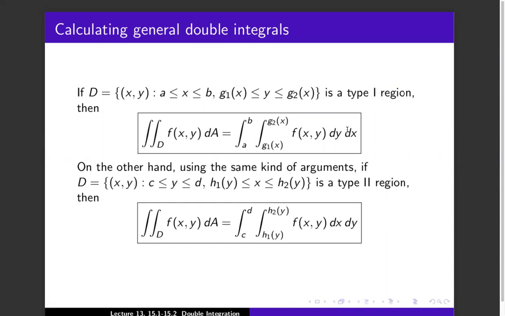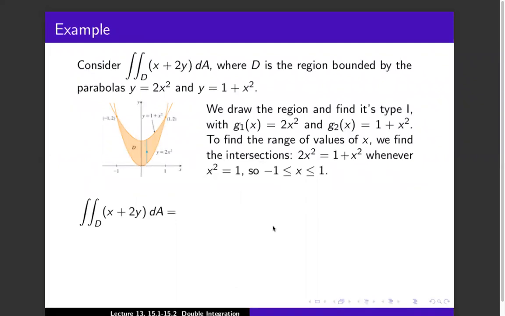Now, the same kind of reasoning will also show you how to do a type 2 region. The type 2 region is going to be the iterated integral from c to d of the integral from h1 of y to h2 of y of f of x, y dx dy. It's the exact same idea in this case. Now, let's do a concrete example of this. Let's suppose that we're dealing with the double integral of x plus 2y dA, and D is the region bounded by these two parabolas. The one is y equals 2x squared, and the other is y equals 1 plus x.